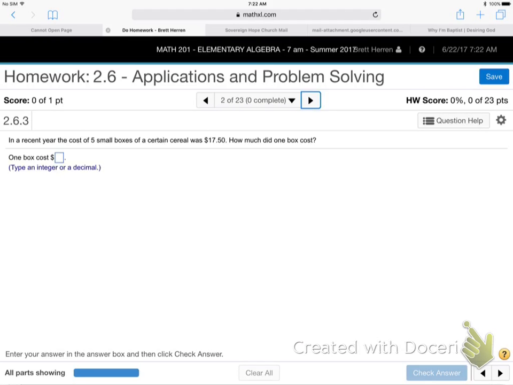Okay, so this one: in a recent year, the cost of 5 small boxes of a certain cereal was $17.50. So 5 boxes cost $17.50. How much did 1 box cost? You know what? I wouldn't even use an x. You know what to do with this problem, right? 5 boxes cost $17.50, how much does 1 box cost? Just divide. I'm not going to do any x stuff.